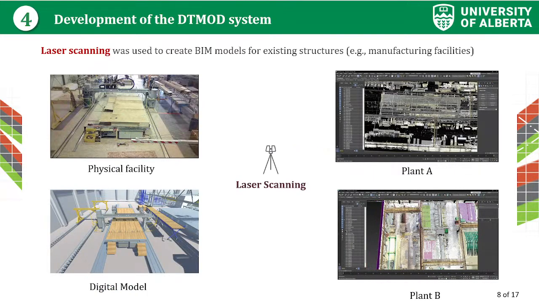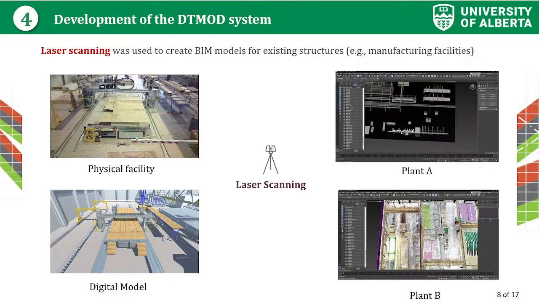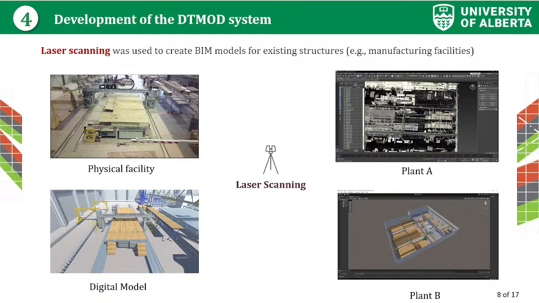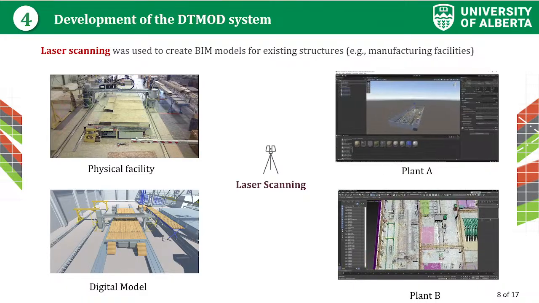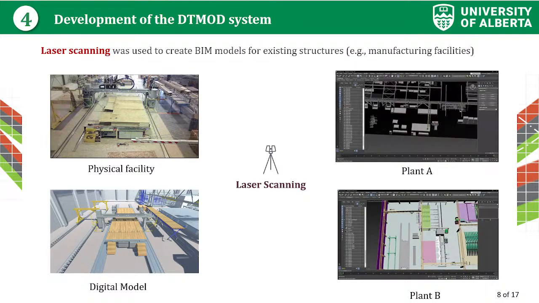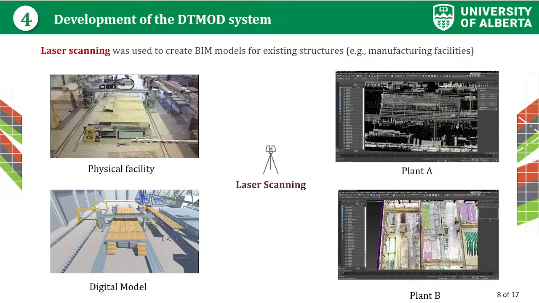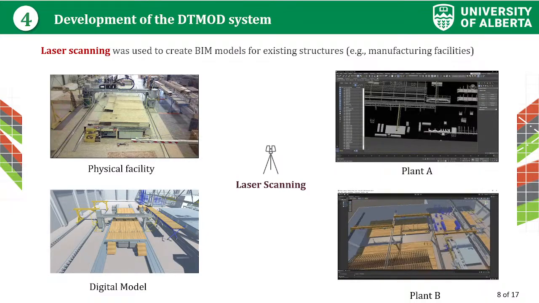To develop the virtual environment, we first look at the type of the virtual environment. So if it's an existing facility, we use the laser scanning method. So we scan the environment, and then we have our point cloud. We import it into the 3ds Max tool, and then we build our 3D model, and then we pass the model back to the DT mode system.